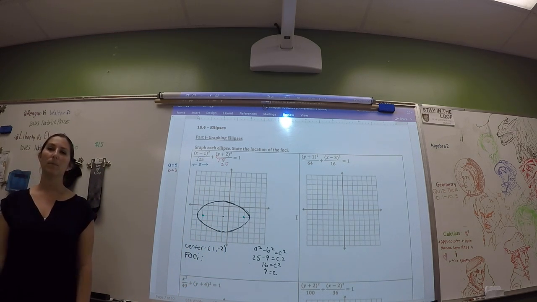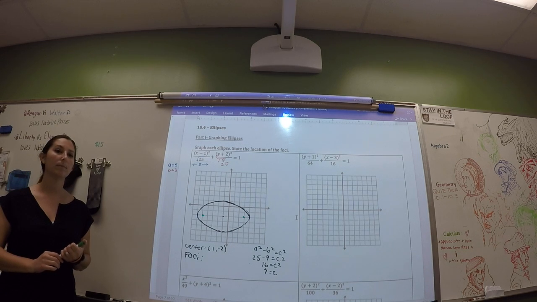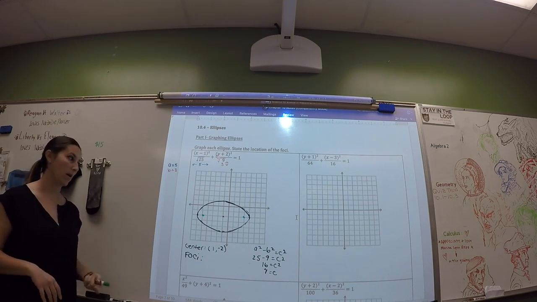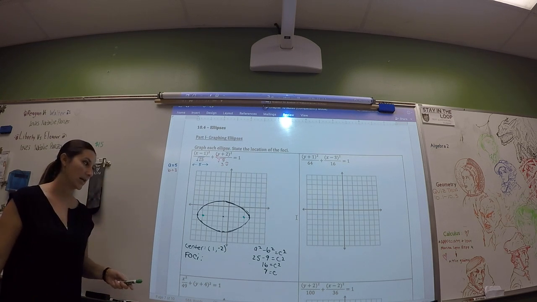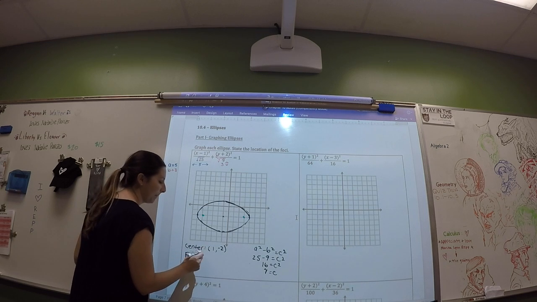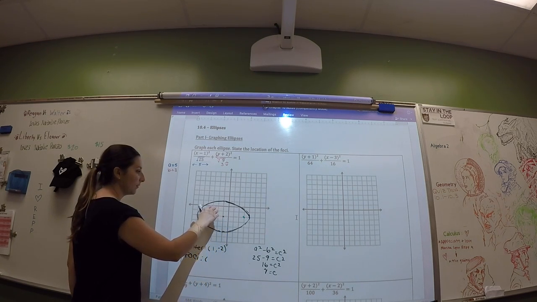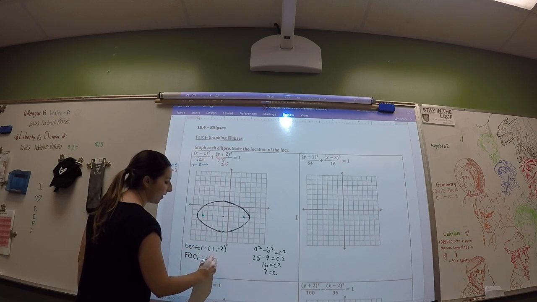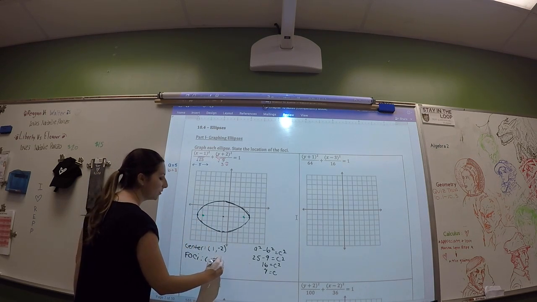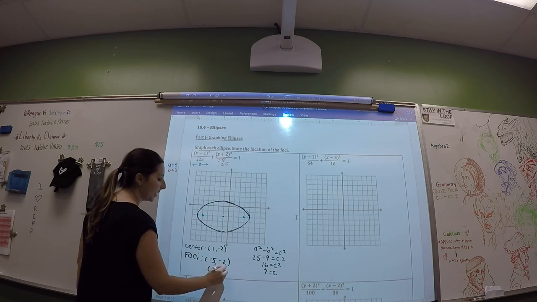You don't have to connect them. So it's only on the major axis? Yeah, they always go along the major axis. There's no focus points along the minor axis. And then we're going to identify where those points are. So, -1, -2, -3, -4, -5, so -5, comma, -2. And then this one's at 3, comma, -2.